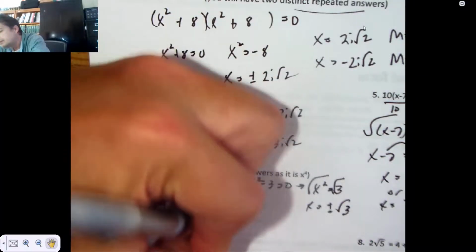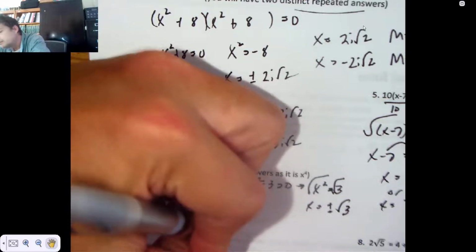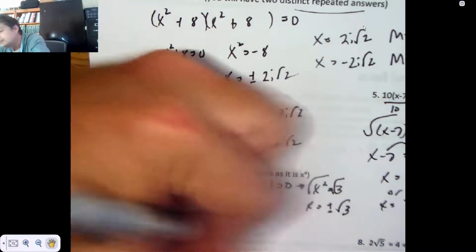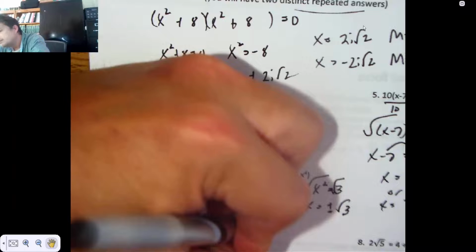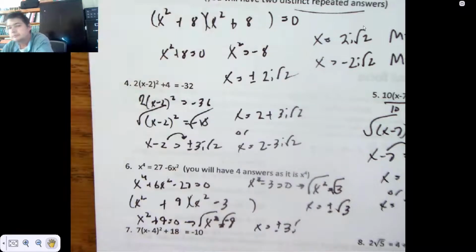This one is going to be my imaginary answers. X squared is negative 9. The square root of negative 9 is going to be plus or minus 3i. So 4 answers.